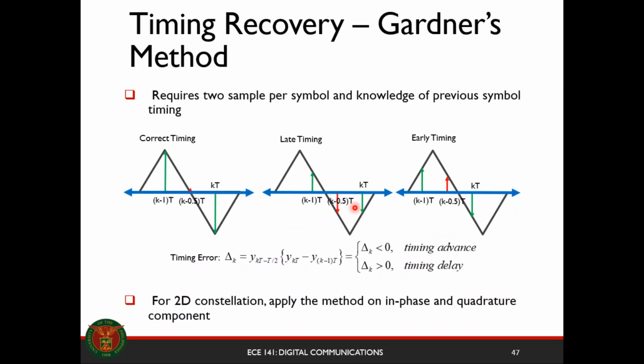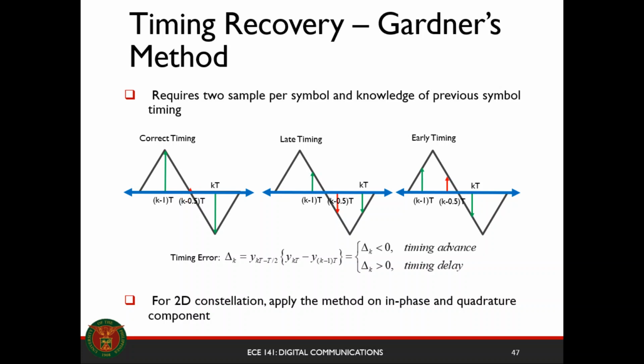Anyway, the next is Gardner's method. It requires two samples per symbol and knowledge of the previous symbol timing. If you have two samples per symbol, let's look at two symbols that were transmitted. This is symbol 1 and this is symbol 2. The correct timing is when the sample between them is approximately 0.